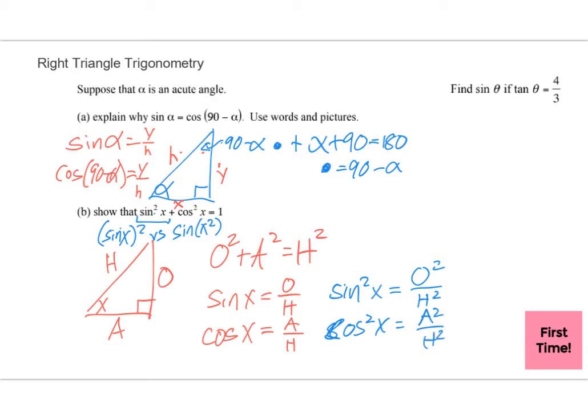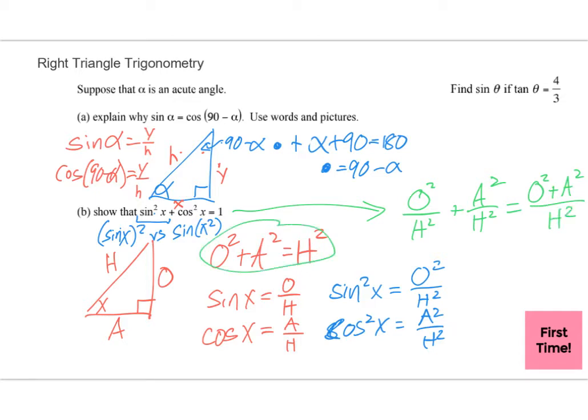Okay, so now let's take a look at this. If we've got sine squared plus cosine squared, that's going to be o squared over h squared plus a squared over h squared, which, if I add the fractions together, we get o squared plus a squared over h squared. And I'd like you to notice this relationship. So the Pythagorean theorem tells us that o squared plus a squared equals h squared. So we really have h squared over h squared, which is, of course, 1. Kind of a weird thing.